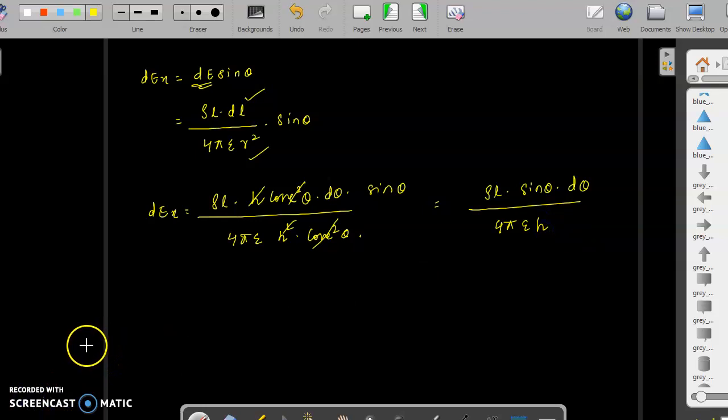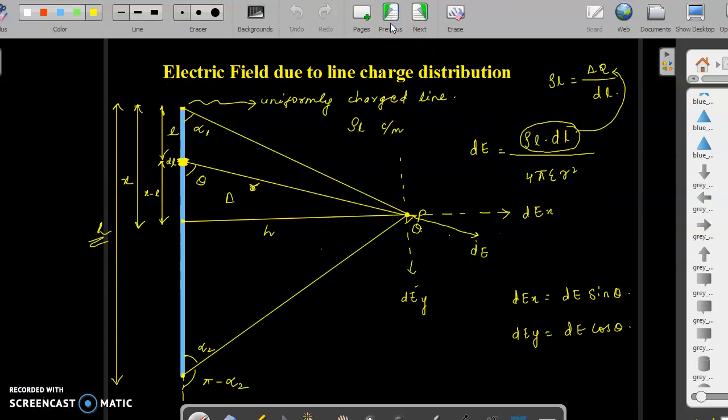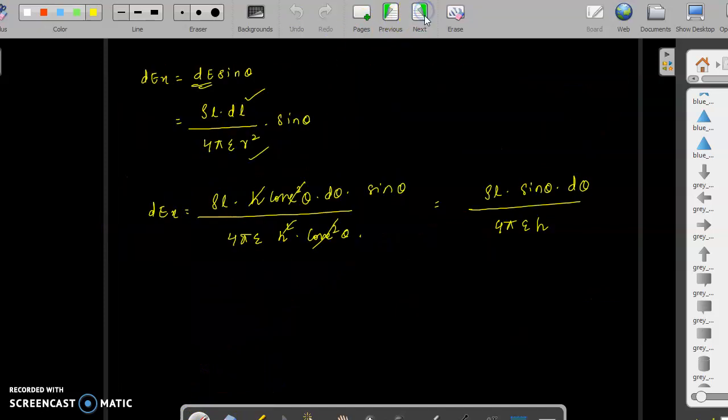Now I am going to integrate this function with respect to theta. So theta is changing from, if the segment is on one extreme of the line, theta becomes alpha 1. If the delta L is on the other extreme of the line, then theta becomes pi minus alpha 2.